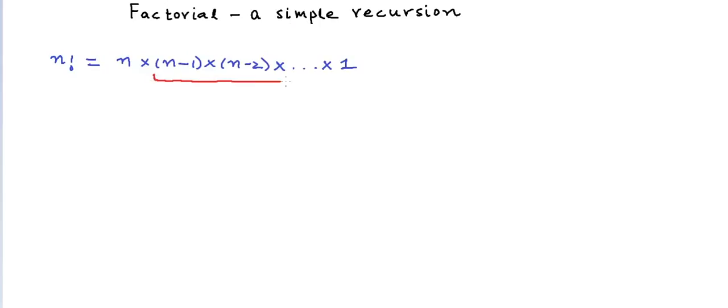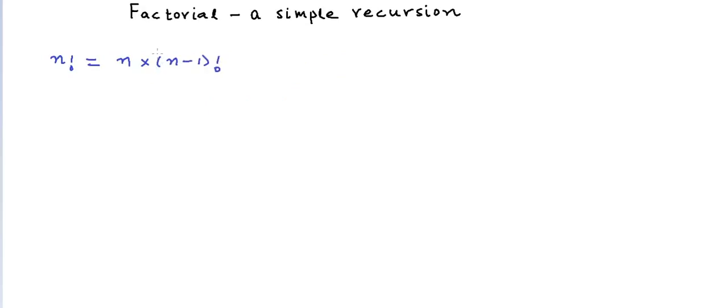Now, as we know in mathematics, factorial of n is defined as the product of all the integers from 1 to n. So n factorial is written as n into n minus 1 into n minus 2, and we go on multiplying with all the integers till 1. Now we also know that n minus 1 into n minus 2 all the way till 1 here is nothing but n minus 1 factorial. So we also say that n factorial is actually n into n minus 1 factorial.